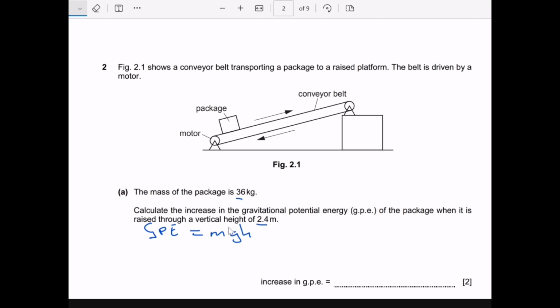And the mass is 36 kg, the gravity 9.81, or use 10 in this case to simplify our problem. So that's 36 kg multiplied by 10 meters per second squared, multiplied by height, which is 2.4 meters. So the answer is 864 joules. Remember, energy is measured in joules. So that was the increase in gravitational potential energy.